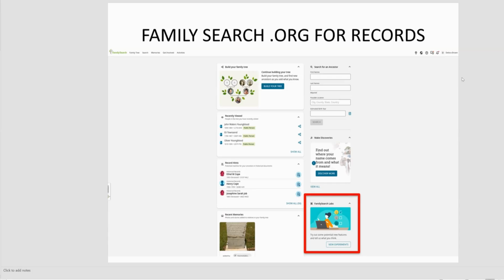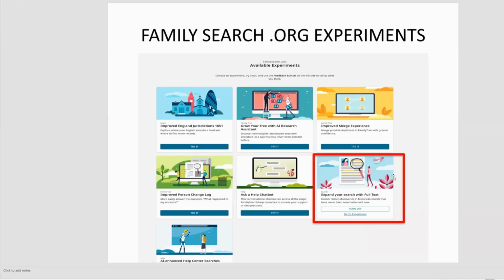Within the last few years, FamilySearch launched FamilySearch Labs, which lets you search for records using AI, artificial intelligence. That's found under FamilySearch Labs on FamilySearch's homepage toward the bottom. Once you go to FamilySearch Labs, it's called Experiments, and the feature is called full text searching. You type in some keywords and see if their AI can find records for you instead of you doing it manually.